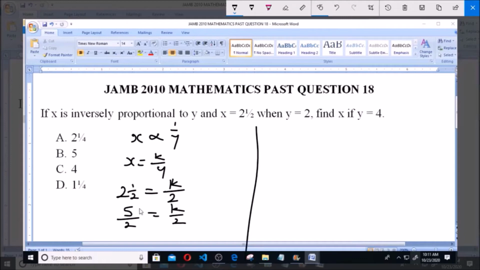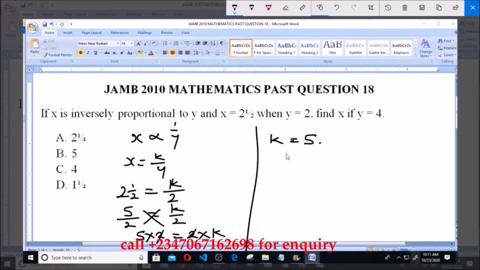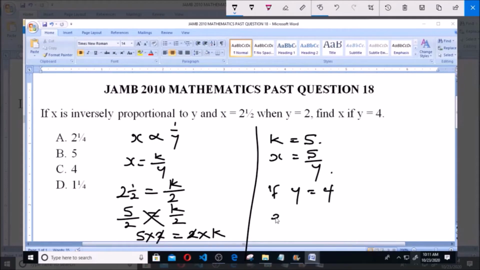Now from here we can cross multiply. So we have 5 multiplied by 2 is equal to 2 multiplied by k. These 2 can cancel these 2, so we have that k is equal to 5. Then the equation connecting x and y is that x is equal to 5 over y. Now we are asked to find x if y is equal to 4. So if y is equal to 4, x is equal to 5 over 4, which is equal to 1 1/4, and that is option D.